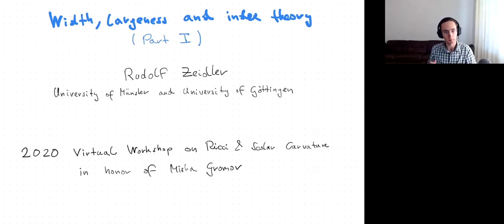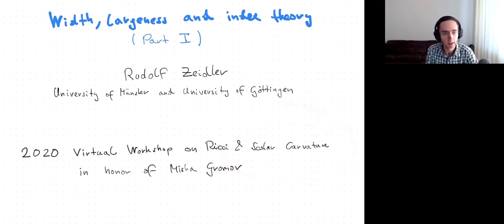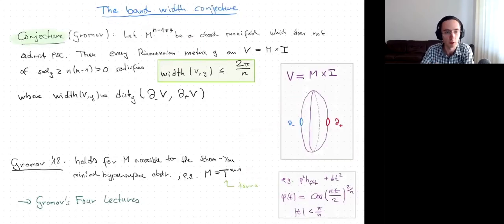So my talk will be about width, largeness, and index theory, and this will be the first part of this talk. And although it's not part of the title, this talk will be about scalar curvature. And to begin, I want to mention a recent question or conjecture due to Misha Gromov, which states the following.